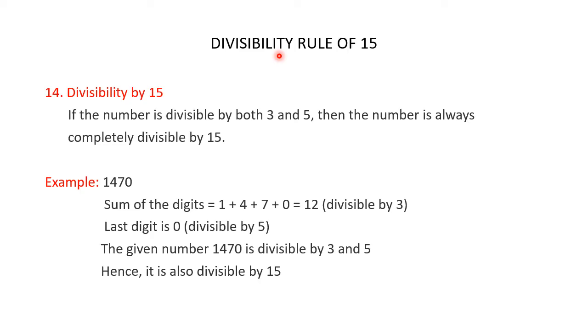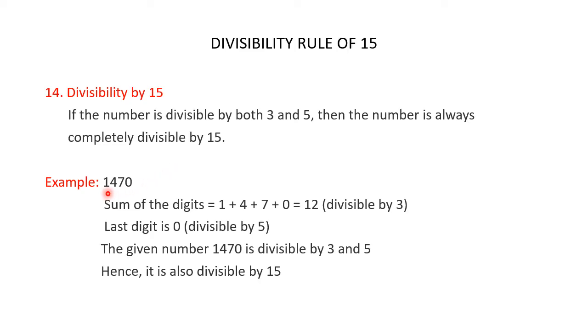Divisibility rule of 15. If the number is divisible by both 3 and 5, then the number is always completely divisible by 15. This means if you have to check whether a number is divisible by 15, then you have to check if the number is divisible by 3 and 5. Only if the number is divisible by both 3 and 5, then the number is also divisible by 15. Let's understand this with an example.